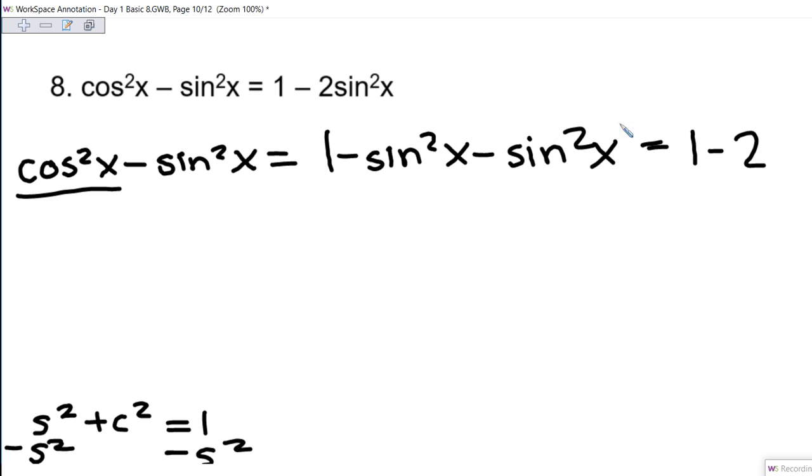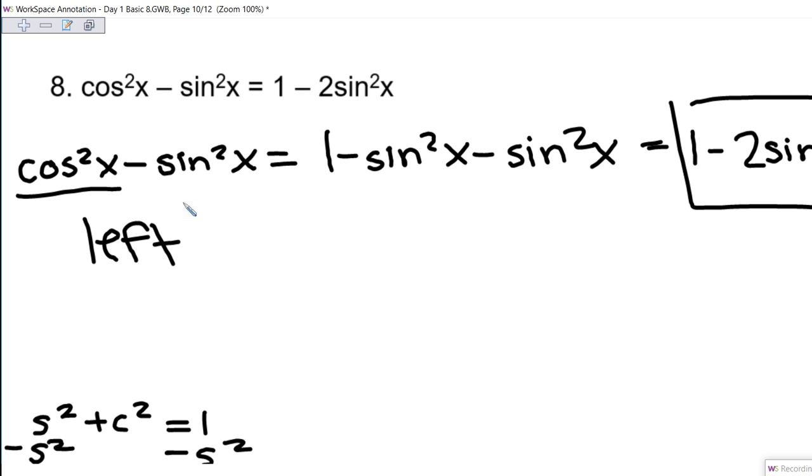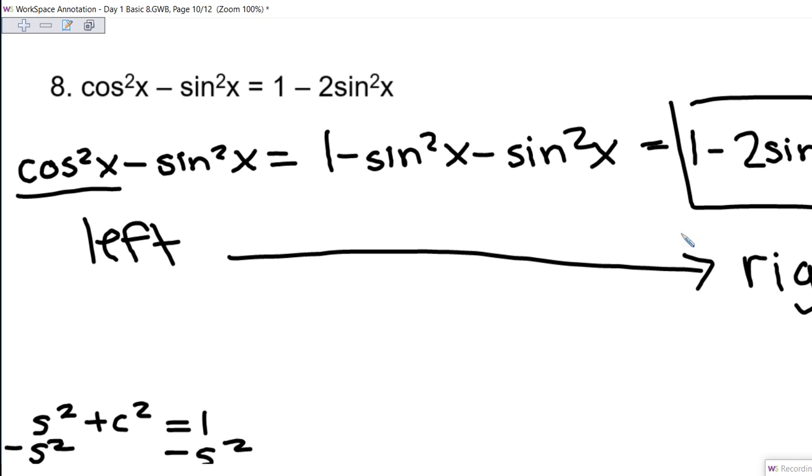1 minus 2 sine squared of x. So again, we started with what was on the left side of the equal sign, and we proved that it's equal to what's on the right side of the equal sign. So start with the left, prove that it equals the right. Yes?